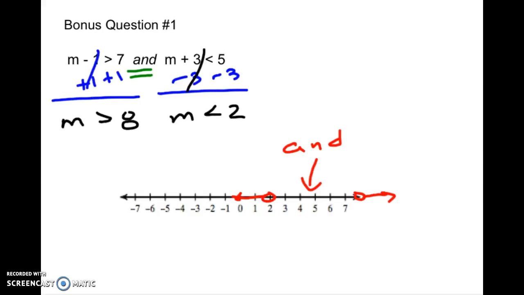Since there is no overlap, there are no numbers that are bigger than 8 and less than 2. This would be a no solution case because there are no answers, no numbers that work for both the left equation and the right equation.